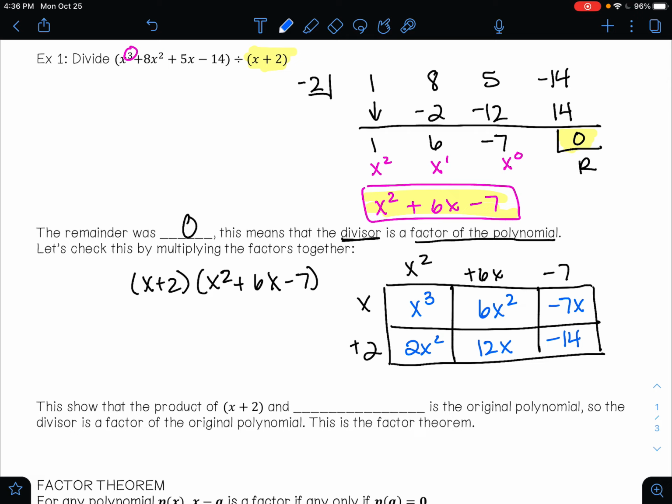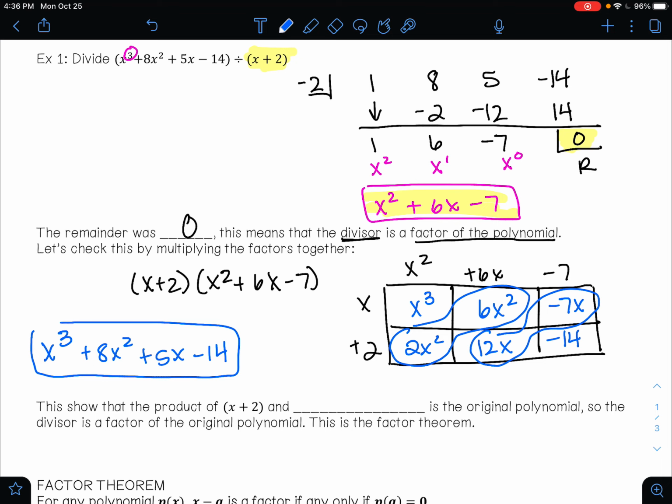So when I combine like terms, I'm going to get x cubed, and then 2x squared plus 6x squared is 8x squared, and 12x minus 7x is 5x minus 14. Well, if we look at this, this is exactly the original polynomial that we started with. So this proves that x plus 2 and x squared plus 6x minus 7 are factors of this original polynomial.